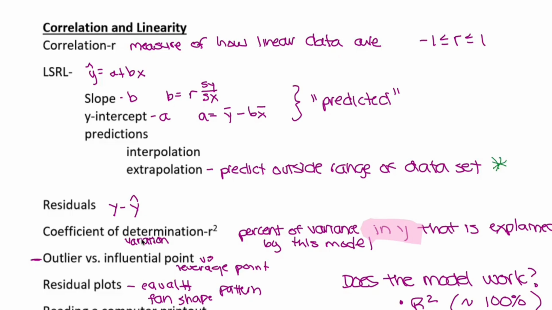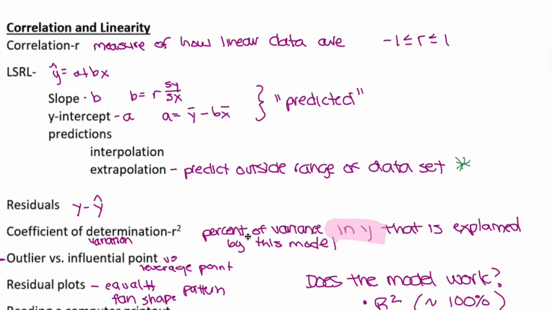The variance corresponds with standard deviation, but the variation corresponds with the coefficient of determination, which is r squared. So this is the percent of variance in y that is explained by this model. Remember, this is in y, not in x or anything else. Basically, we can say how much variance in y can be explained by the model that we created.